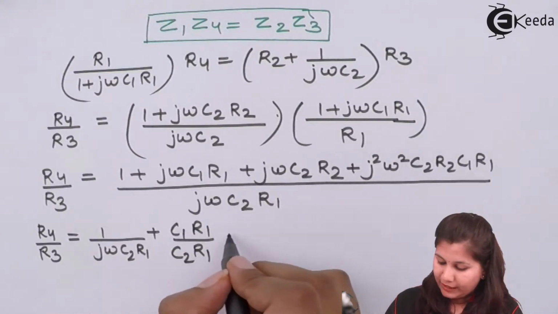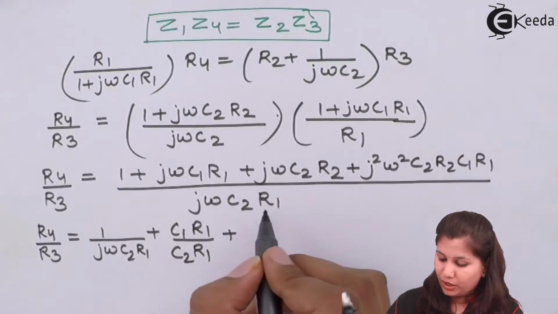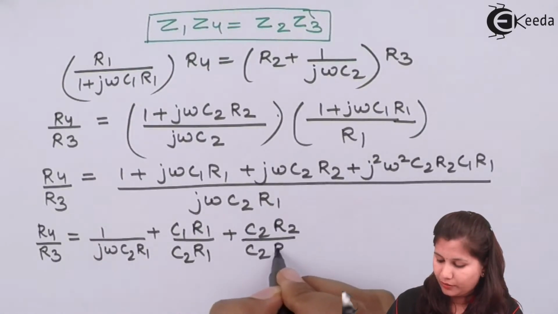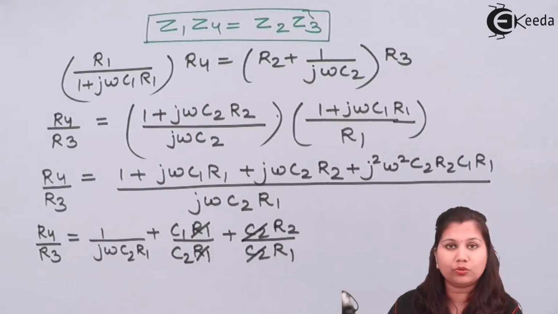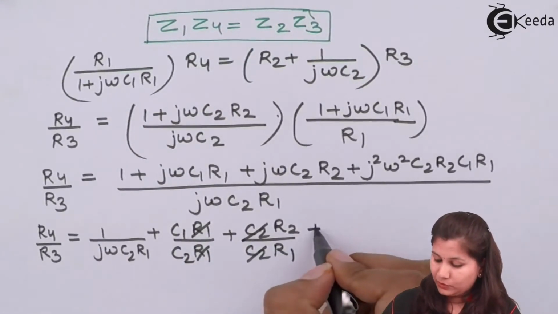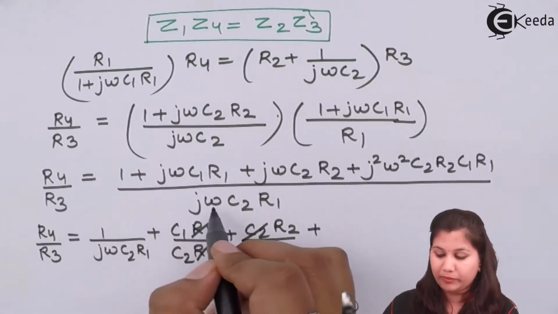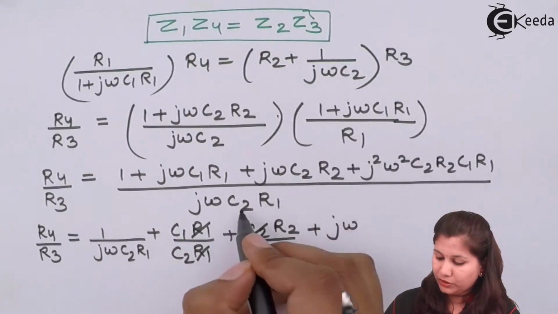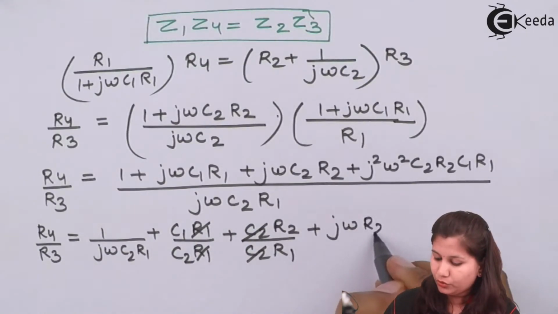Then we have j omega C2 R2 upon j omega C2 R1. So C2 R2 upon C2 R1. R1 and R1 cancelled, C2 and C2 cancelled. Next we have j square omega square, and here we have j omega, so we are left with only j omega. C2 cancels, R1 and R1 cancel, so we are left with R2 C1.